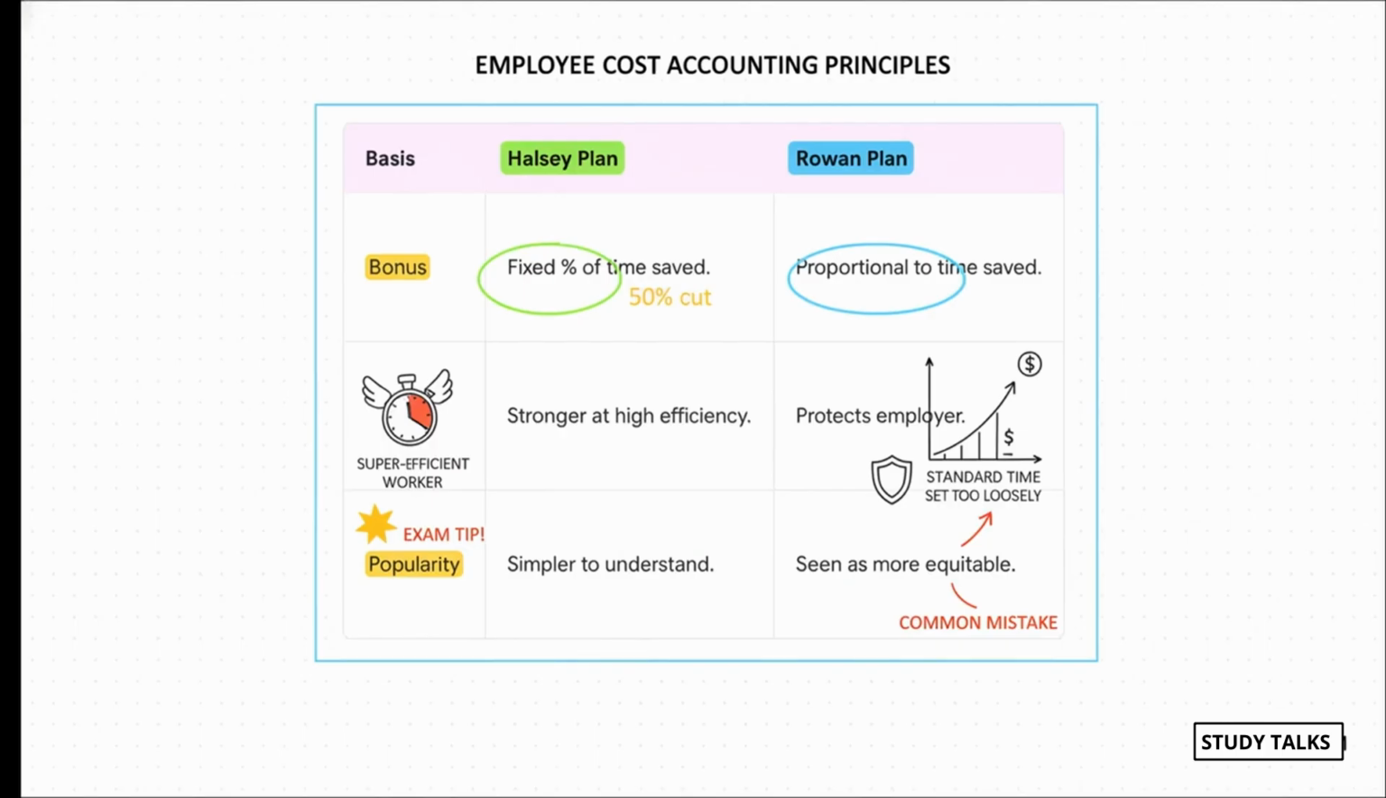So what's the real difference? This is a very common theory question. Halsey is like a rocket ship. The more efficient you are, the more you earn, with no real limit. It's a powerful incentive. Rowan, on the other hand, has a kind of built-in safety net for the employer. The bonus still goes up with efficiency, but it starts to level off. This protects the company from paying out crazy bonuses if they accidentally set the standard time way too high.